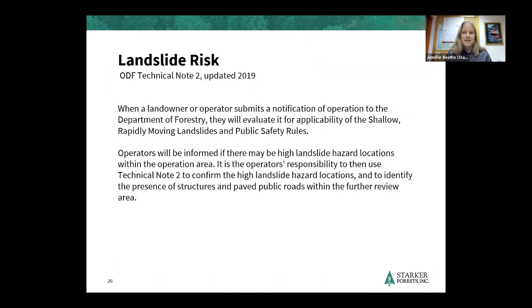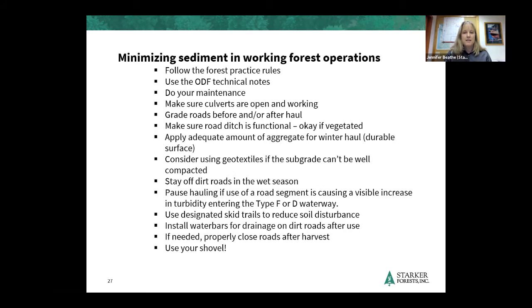A quick mention on landslide risk. There's Technical Note 2, which was updated in 2019. So when we submit a notification of operation to the Department of Forestry, they'll evaluate it for the applicability of shallow, rapidly moving landslides. So last slide, I see Shannon telling me it's time to wrap up.